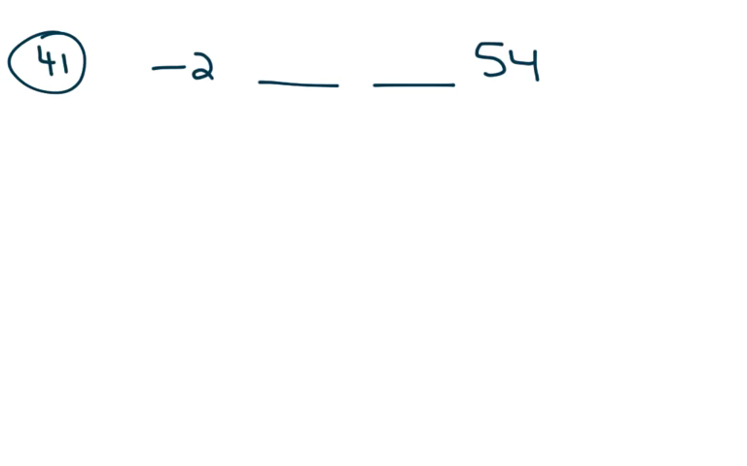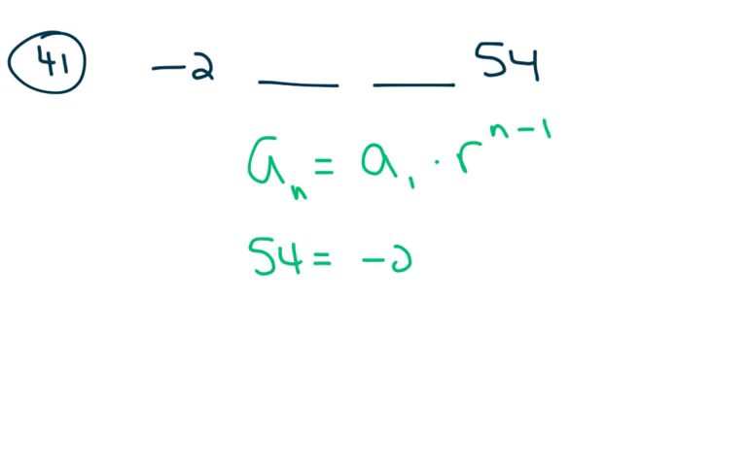Number 41 wants us to find a sequence that has two geometric means between negative 2 and 54. The formula for the nth term of a geometric sequence is a sub 1 times r to the n minus 1. So again, the only thing I don't know is the common ratio. I don't know what I'm multiplying by. That's why I don't know the terms in between. So I'm going to start with the last term is equal to the first term times the common ratio to the, well, I know what n is, it's 4 minus 1.